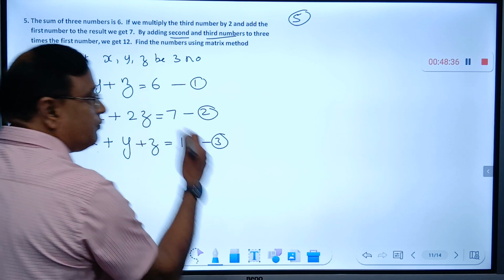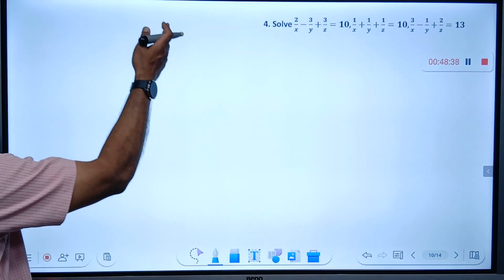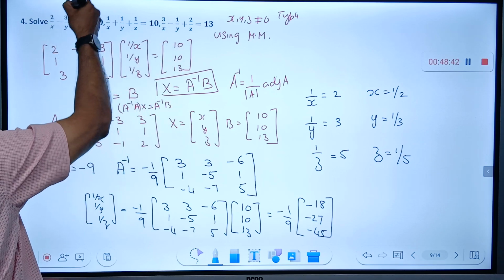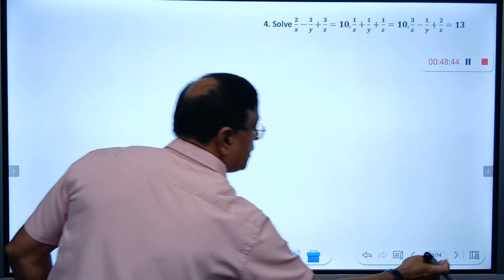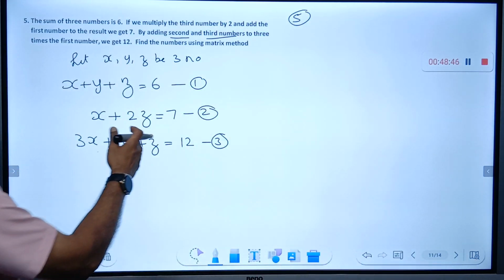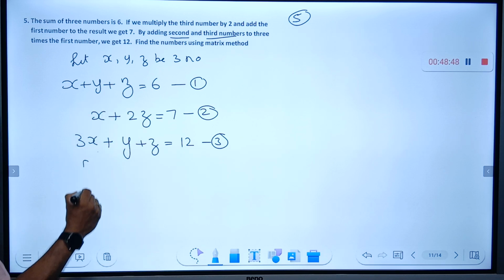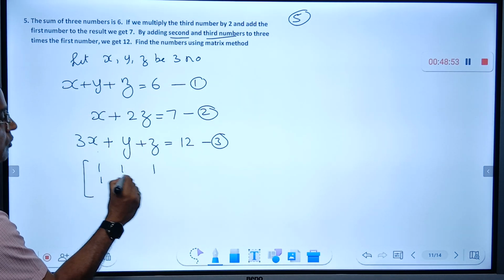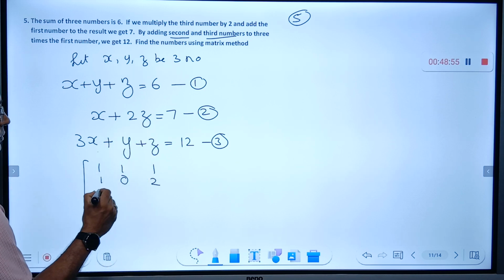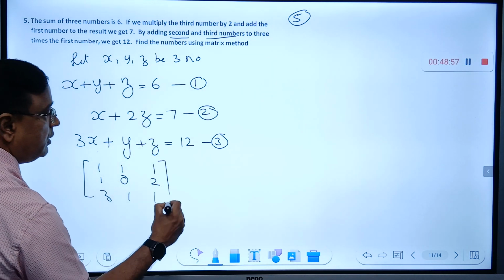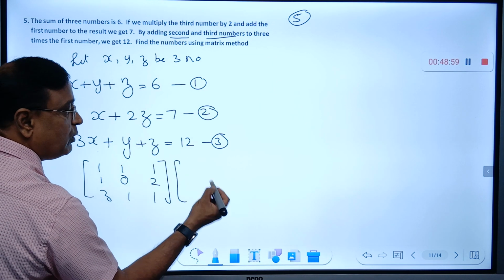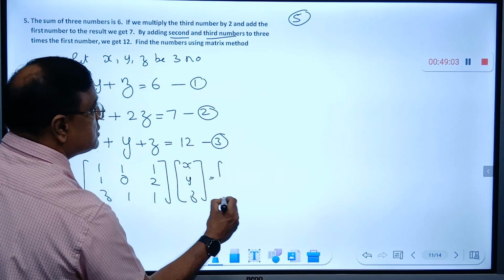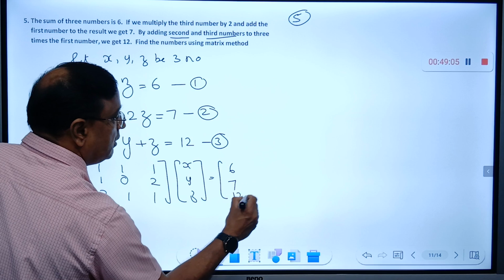Now, there is no difference between this problem and the question which I did, the type 4. Here it was 1 by X, 1 by Y, 1 by Z. Here it is X, Y, Z. So what do you do here? The coefficients of X, Y, Z are 1, 0, 2, don't forget this, and 3, 1, 1. There I wrote 1 by X, 1 by Y, 1 by Z; here it will be X, Y, Z. And what is the constant? The constants will be 6, 7 and 12.